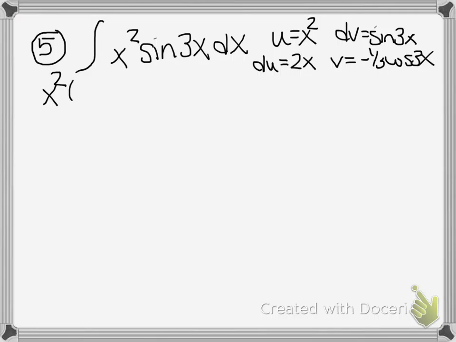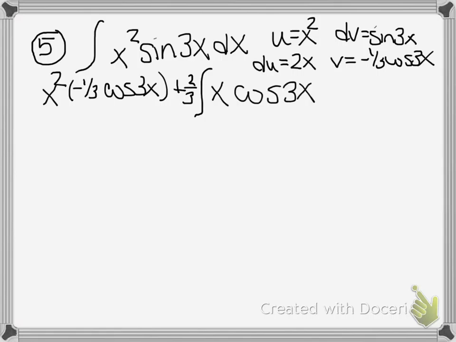I should have put the -1/3 in front, but I didn't. That's okay. I'll fix that later. Cosine 3x minus the integral of v du. Okay, so I'm going to go ahead and take that -2/3 and put it in front, so we're going to be adding it together. And now I have x cosine 3x dx.